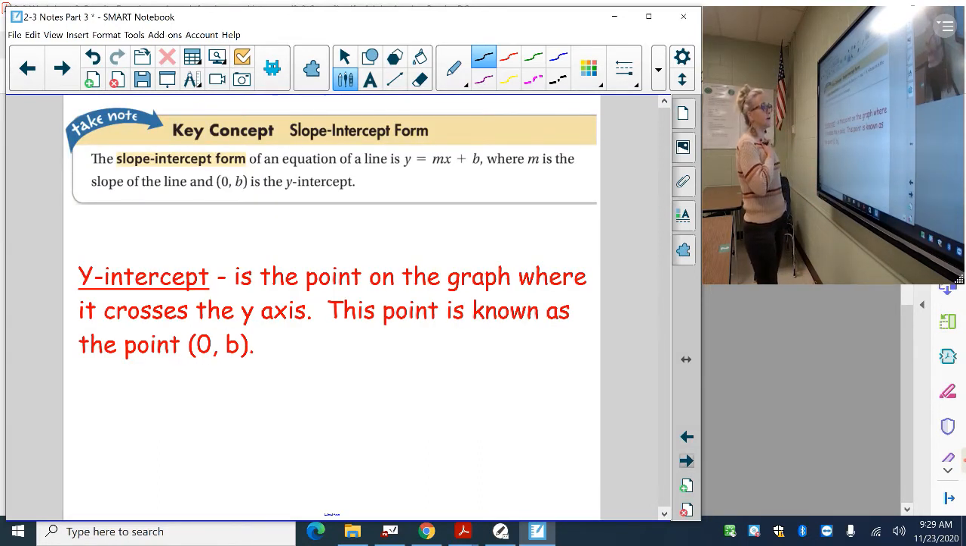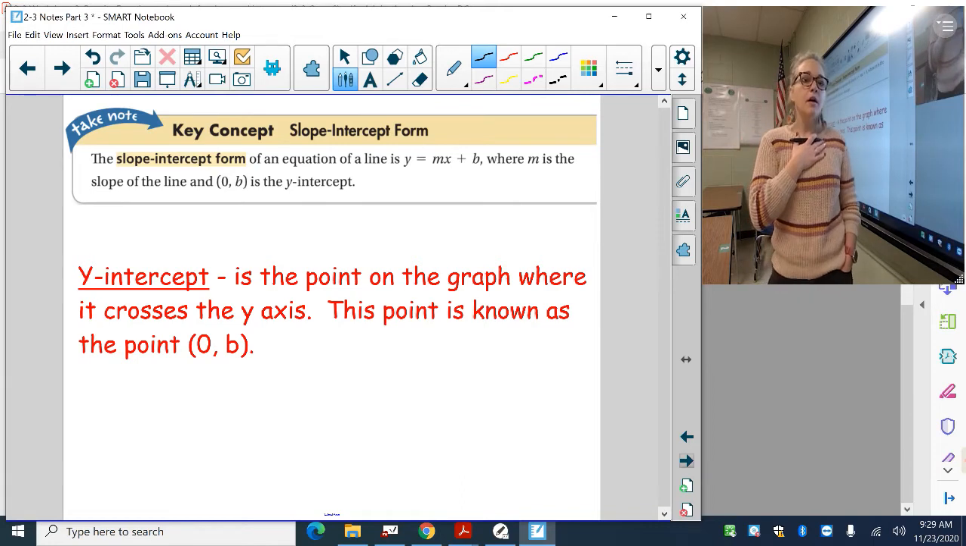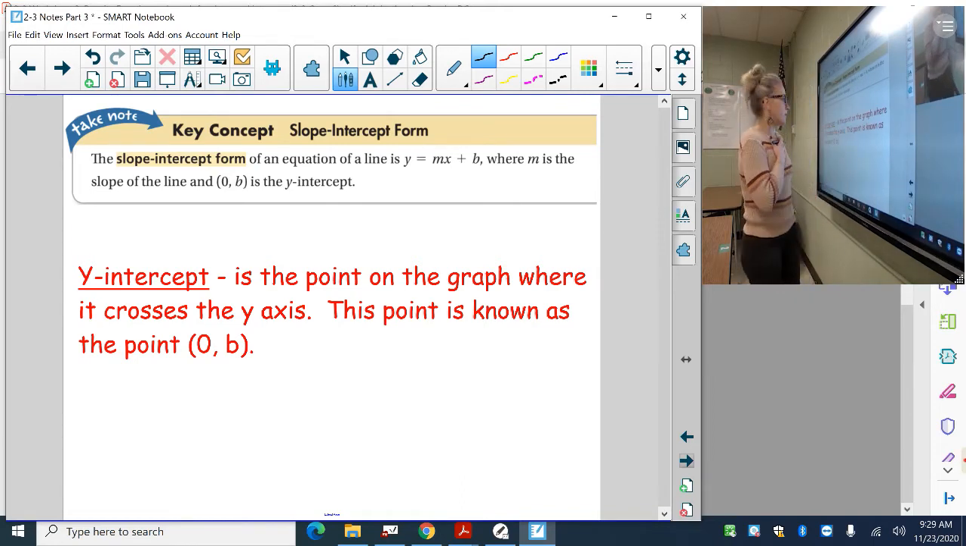The slope-intercept form of an equation of a line is y equals mx plus b, where m is the slope of the line and (0, b) is the y-intercept. Remember, the x has to be 0 in order for it to be the y-intercept. This is the point on the graph where it crosses the y-axis. The point is known as (0, b).